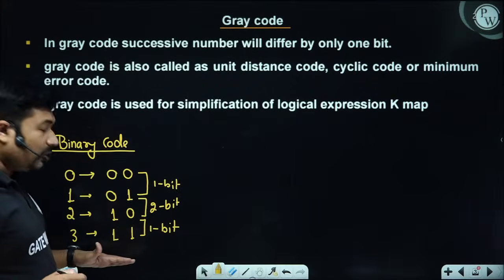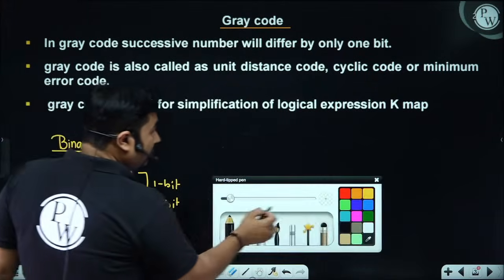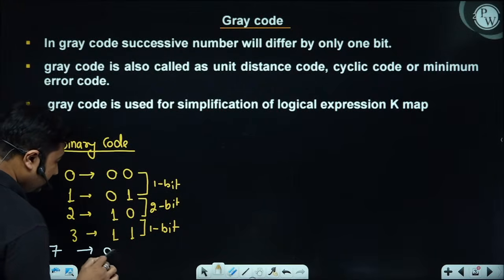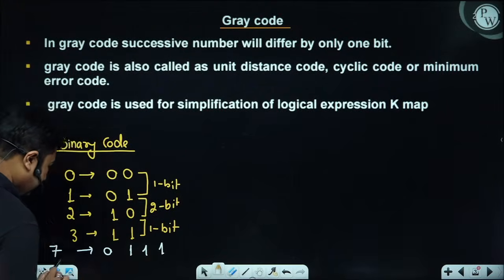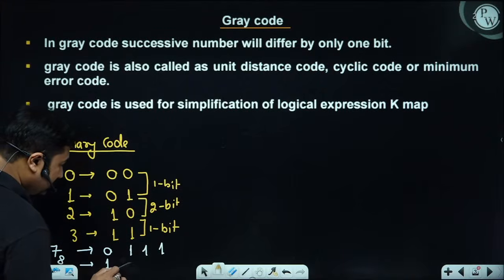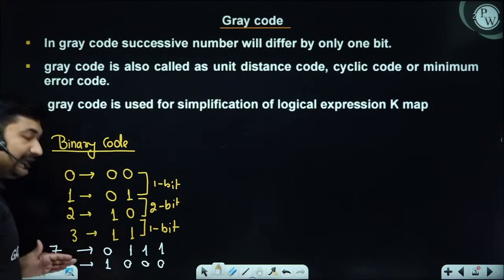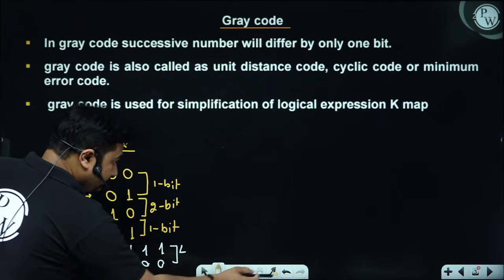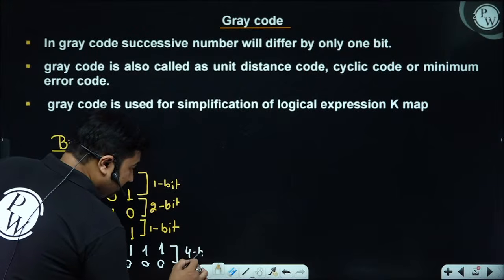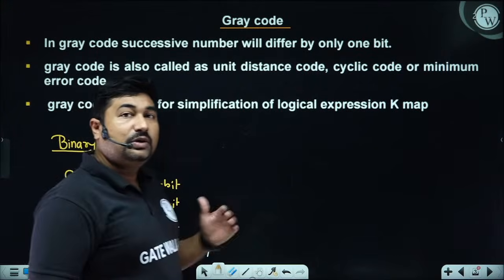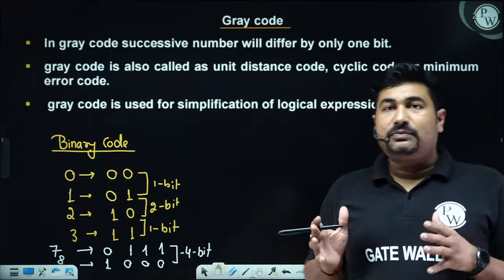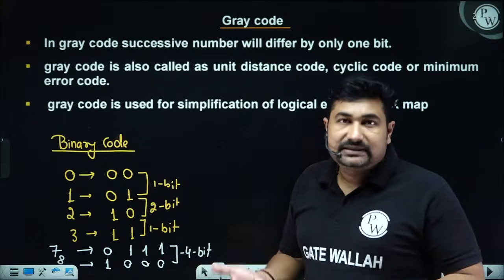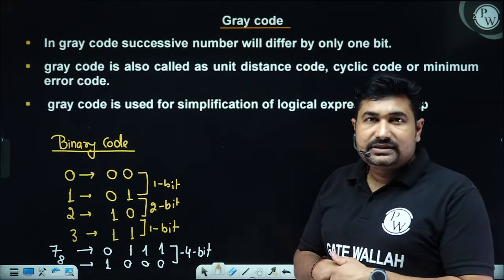So in binary code, for successive numbers, let us talk about 7 and 8. What is 7 in 4-bit? 0 1 1 1. What is 8 in 4-bit? 1 0 0 0. 7 and 8 are successive numbers, but they differ by 4 bits. What does it mean? It means in binary code, successive numbers can differ by any number of bits. There is no fixed pattern. Is it okay?